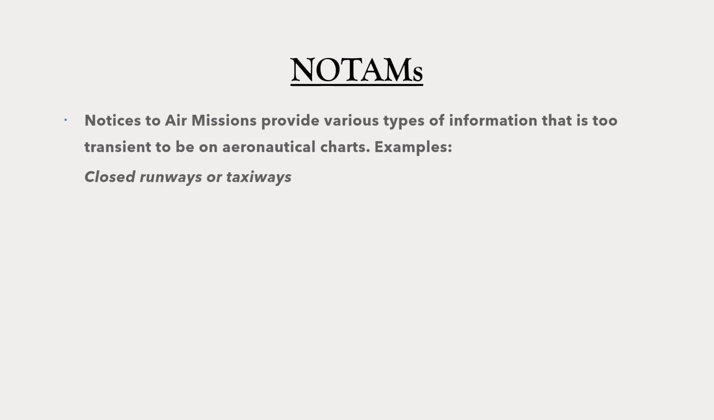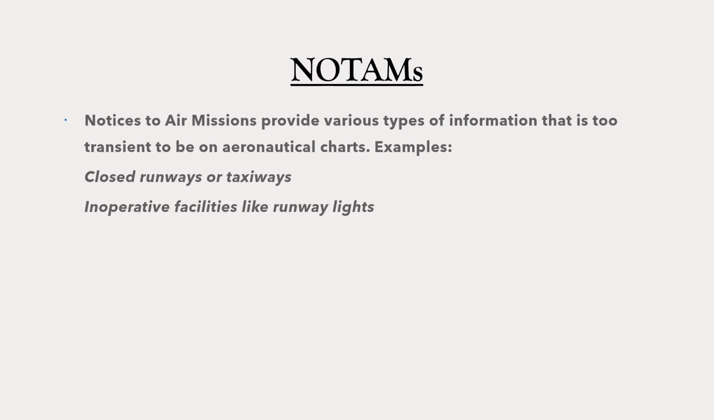Examples, closed runways or taxiways. So when we've had snow at our airport and we haven't cleared it yet, we'll close the runway until we get a chance to clear the snow. So there'll be a NOTAM posted to say that the runway is closed. Sometimes it's maintenance on the runways or something, but short enough term that it doesn't get put on the aeronautical charts.